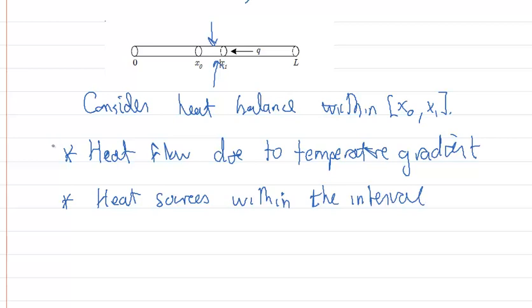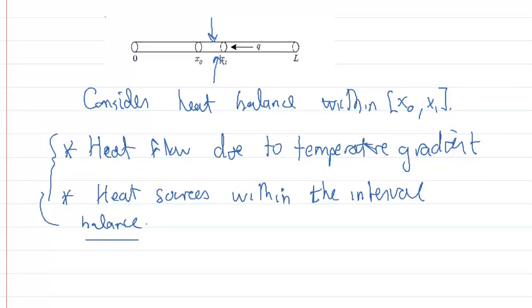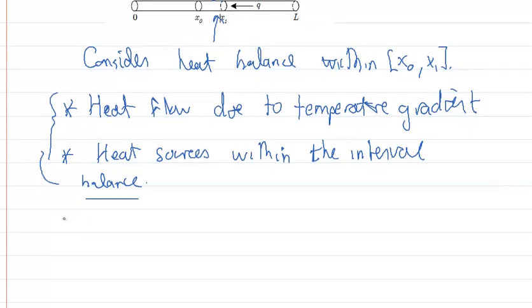And these two should balance. Okay, these two must balance. Because you cannot have heat coming in forever, or the rod will become hotter and hotter. And you cannot have heat leaving forever because the rod cannot become infinitely cold. All right. So let's consider these two factors. So first we'll do heat flow.